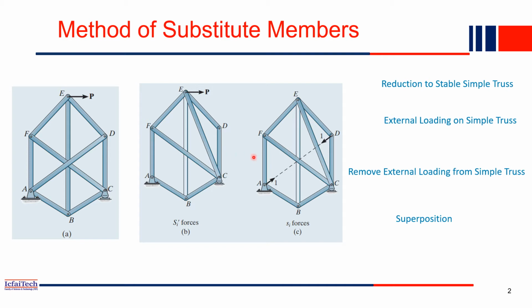Then we'll just superimpose both the things, then we'll get our final value. So that's how actually the process will go. So basically we follow these four steps for method of substitution. First method is reduction to stable simple truss. That's what we discussed. So this is a complex truss. We removed one bar, and we made it into a simple truss.